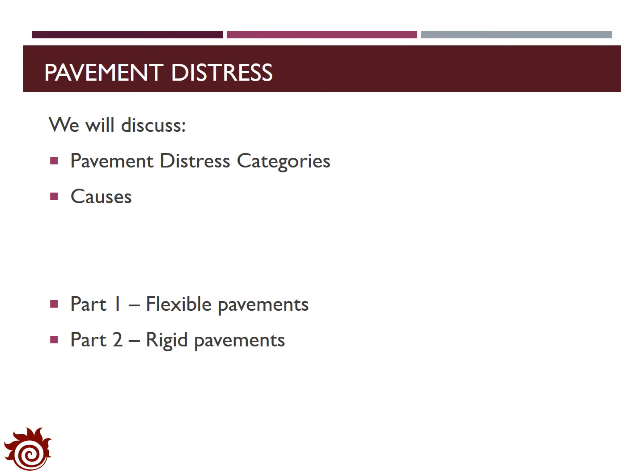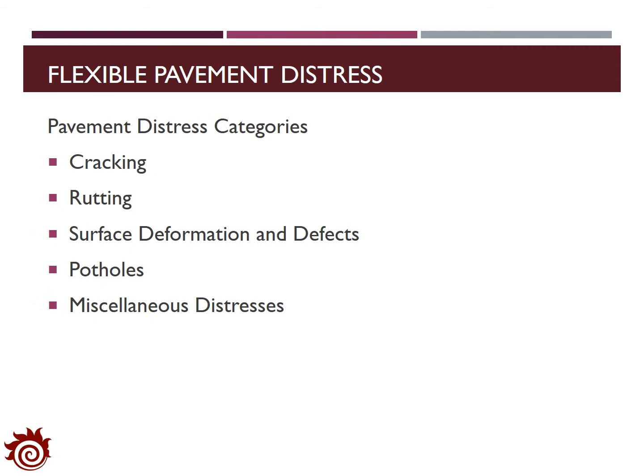In this tutorial, we will discuss the pavement distress categories and their causes with respect to flexible and rigid pavement. Let's first go through flexible pavement distress. The distress in flexible pavement can be categorized into 5 types: cracking, rutting, surface deformation and defects, potholes, and miscellaneous distresses. We will go through them one by one in this tutorial session.